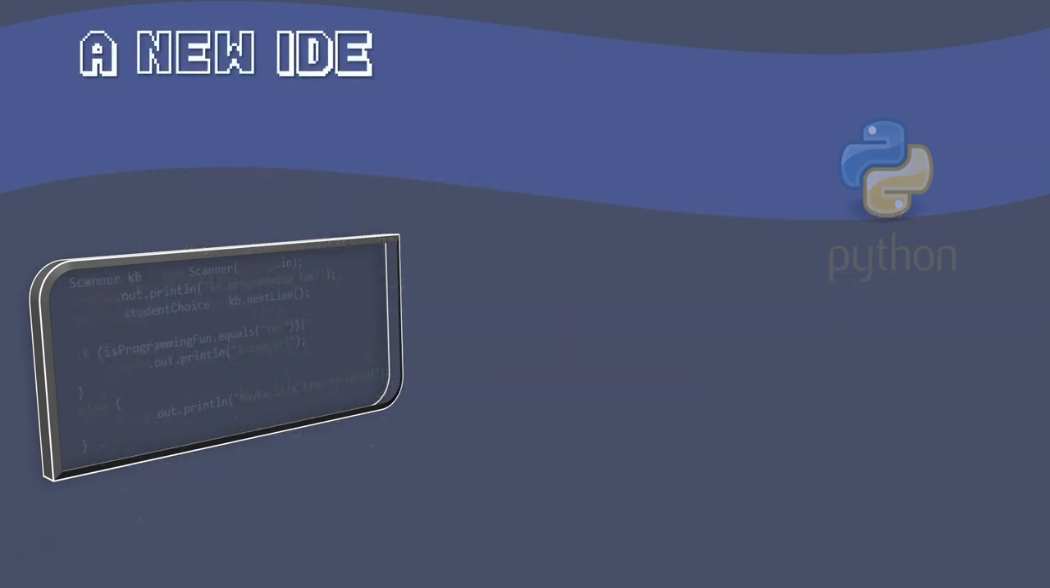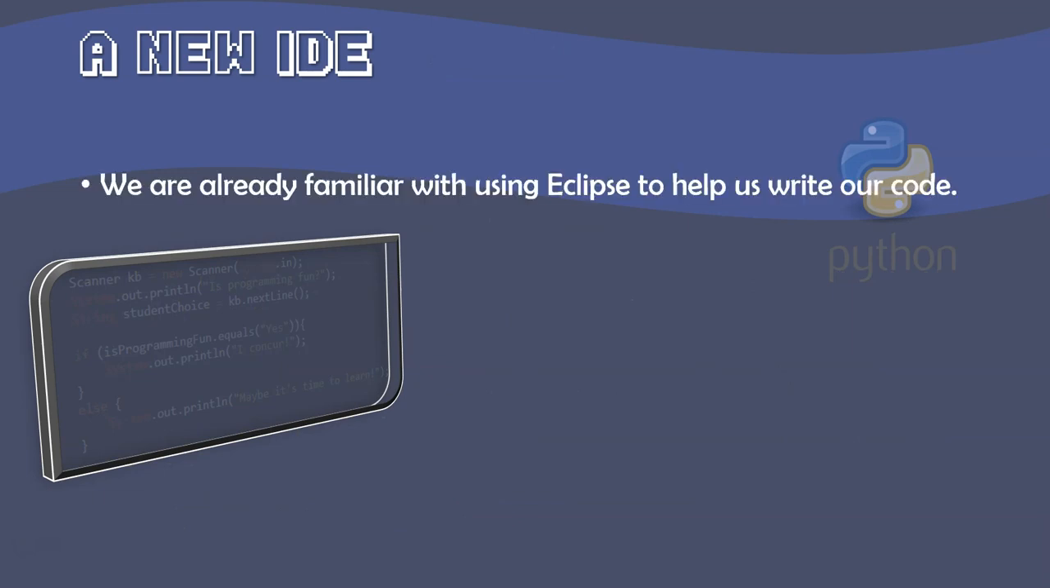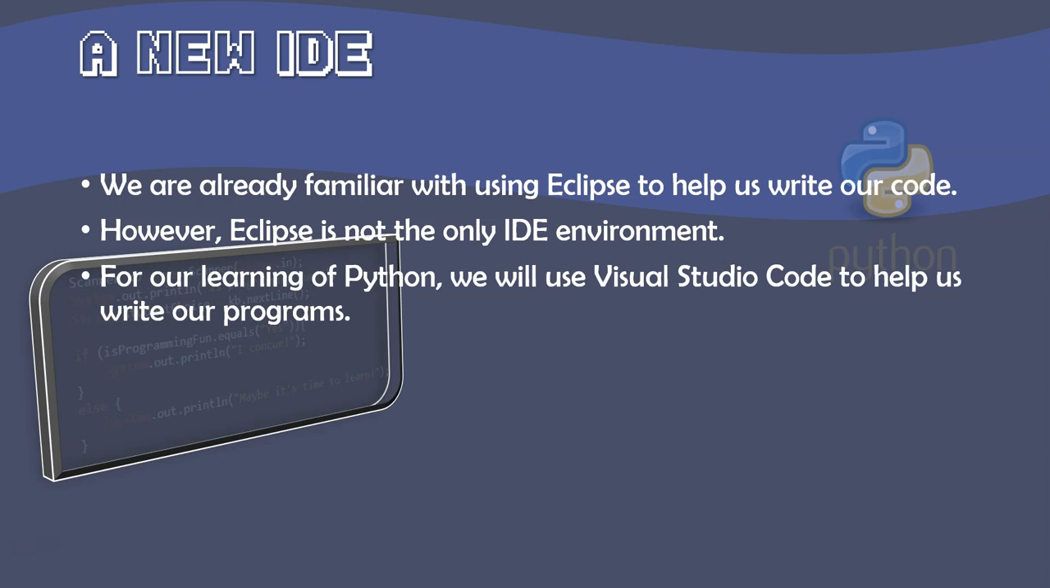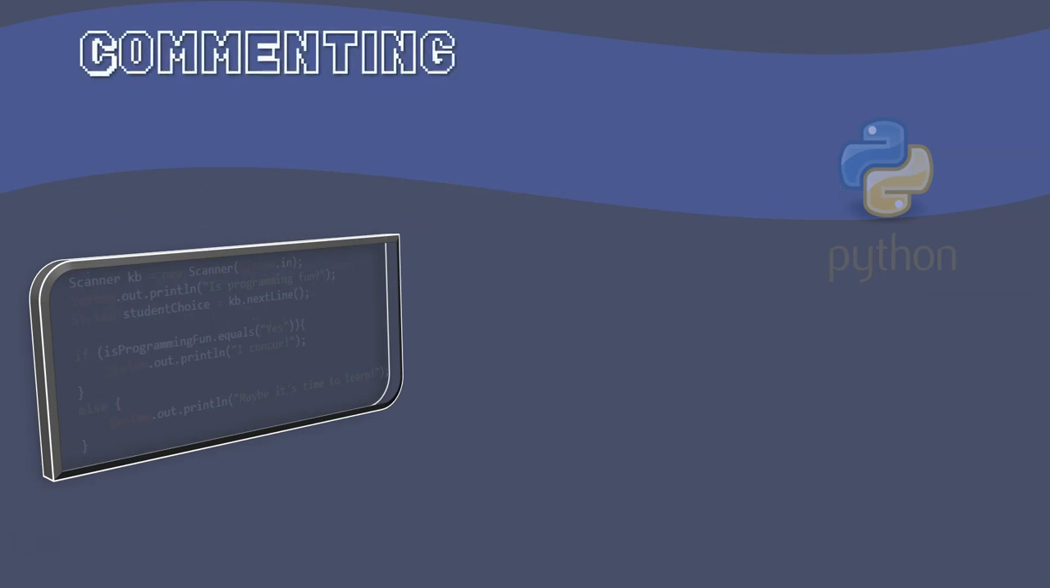And we're also going to look at a new IDE while we're working here. We're very familiar with using Eclipse up to this point to help us write code. However, Eclipse is not the only IDE environment out there. In fact, there's a ton of them out there. Even just for Java, there's other ones you can use. However, for learning of Python, we're going to use Visual Studio Code to help us write our programs.